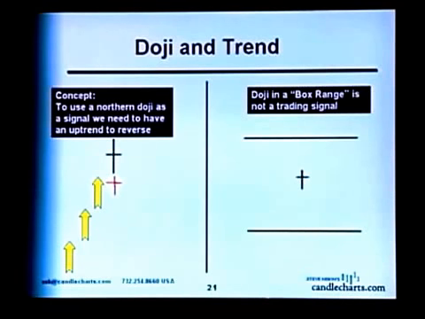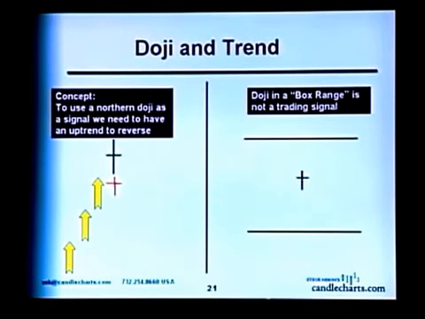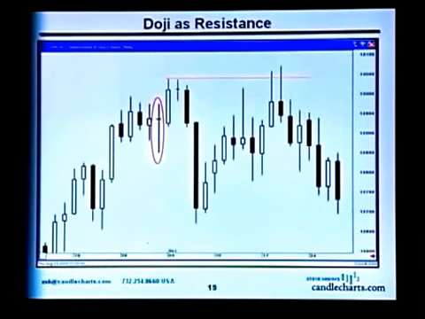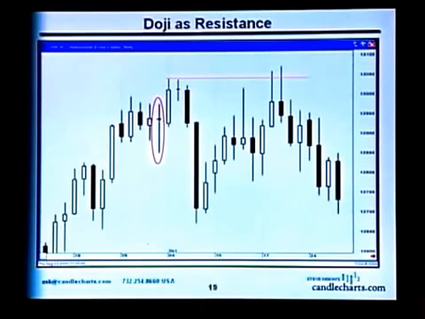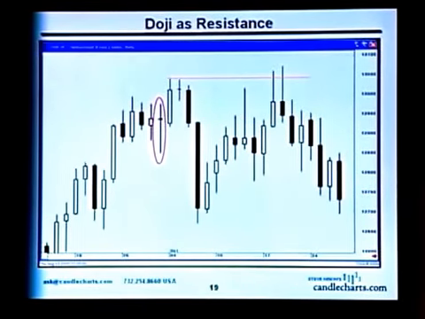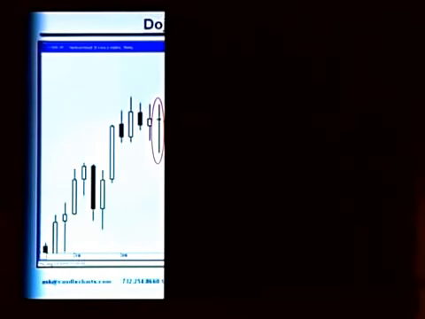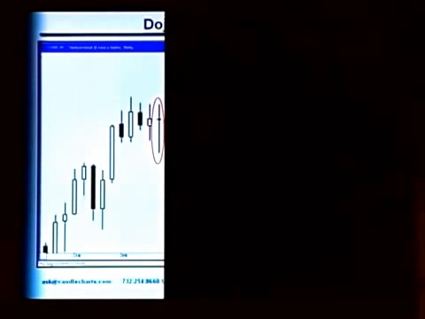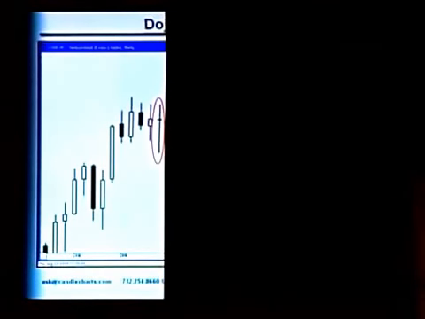Japanese call it a box range. And going back to the prior slide, that's what that red circle is all about. See the immediately preceding trend? And when I talk about the immediately preceding trend, I talk about the 2, 3, 4 candles before it. There was no trend to reverse. That doji has no turning implications.